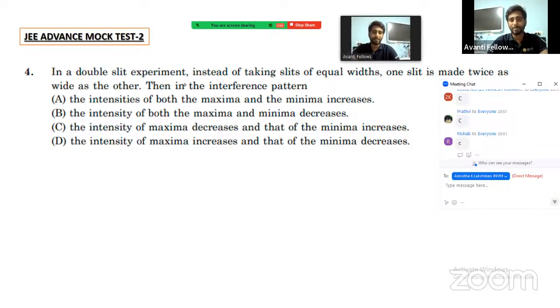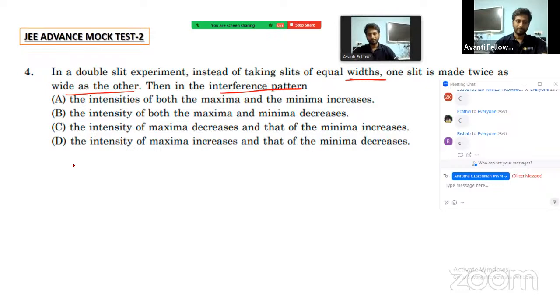Next, this is also a very simple question from yesterday's class. In double slit experiment, instead of taking the slits of equal width, one slit is made twice as wide as the other. Then the interference pattern will be. Let me know. This is also a CBSE level question. Go through the question once.